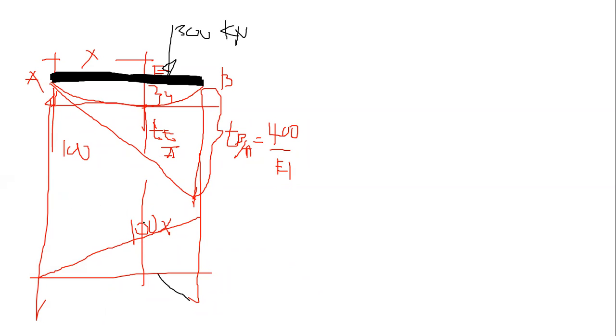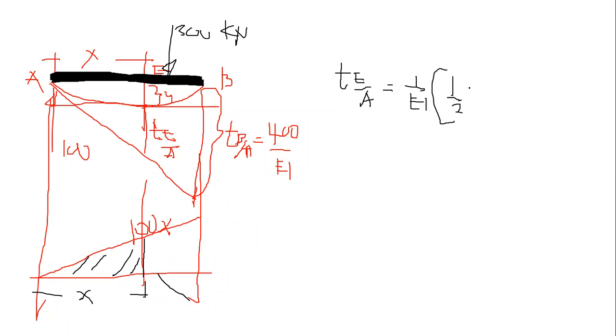So what's the value of the deviation at E coming from A? Meaning you just compute 1 over EI times the area. This is equal to x. What's the area of this one? Of course, that is just the area of the triangle. You have 1/2, this side is 100x, multiplied by the base of the triangle, which is x.